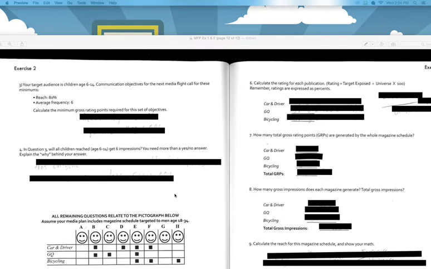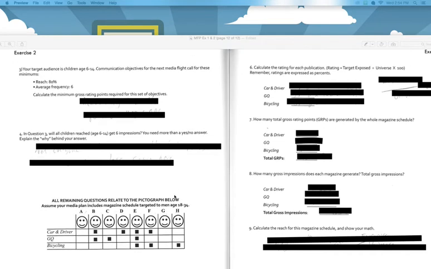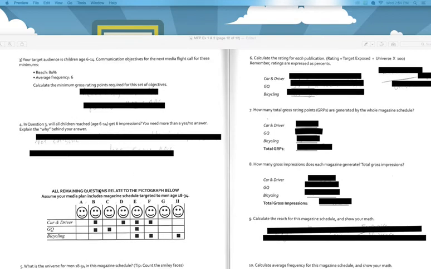So we also mentioned calculating the ratings for each publication. So this is number 6. So rating equals target exposed divided by universe times 100. So again, we're trying to get to the ratings here. This has been kind of a formula that we're used to at this point. We've talked about it within the first chapter and the first example. So, pretty simple to be able to do, but now we've got this handy graph down here for what we're going to be looking at.